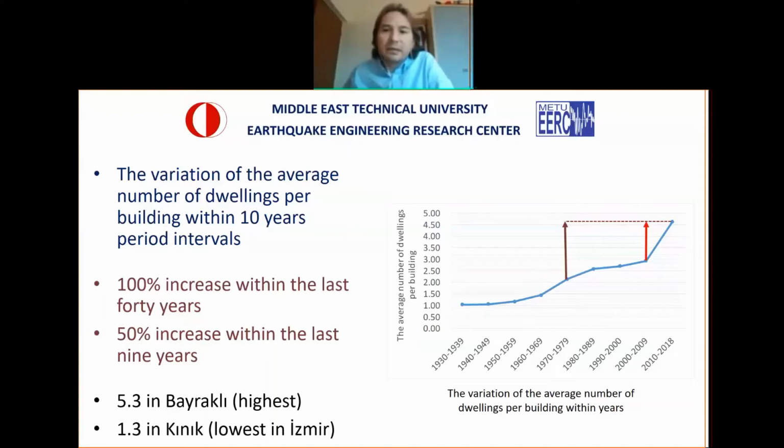stories, or let's say regarding the average number of dwellings in districts of Izmir, I can say that it is highest in Bayraklı, where we have seen lots of collapses. This is about 5.3, but rather than the absolute quantity, this is the highest one. And it's also high in Karabağlar, it's more than 5, and it is 1.3 as the lowest in Kınık.